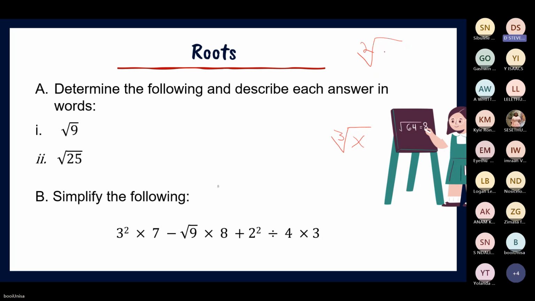What does this mean? What is that number that when I multiply that number by itself 2 times, gives me 4? That's what a root is. And that number will be 2, because 2 times 2 gives me 4. And if this is 8, what is that number that when I multiply that number by itself 3 times, I will get 8? And that is 2, because 2 times 2 times 2 gives me the number in the radical.